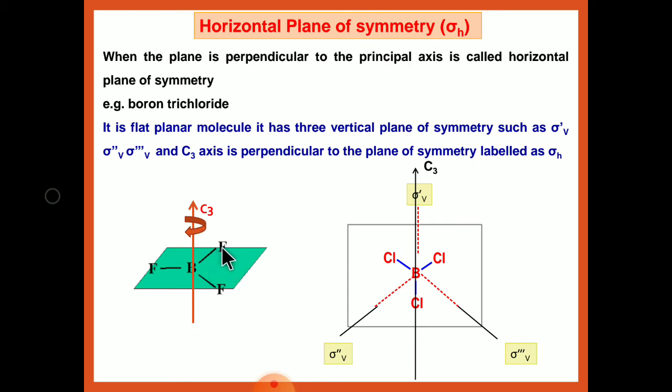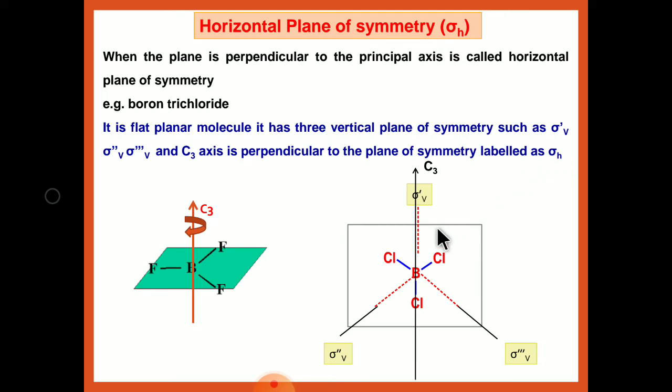Therefore, it possesses 3 vertical planes, which are shown with a top view in the second image. See, this is the sigma dash v first plane, sigma double dash v second plane, and sigma triple dash v, that is the third plane. So these 3 planes are passing through the boron trichloride molecule. It is a flat planar molecule. It has 3 vertical planes of symmetry such as sigma dash v, sigma double dash v, sigma triple dash v, and the C3 axis is perpendicular to the plane of symmetry labeled as sigma h.